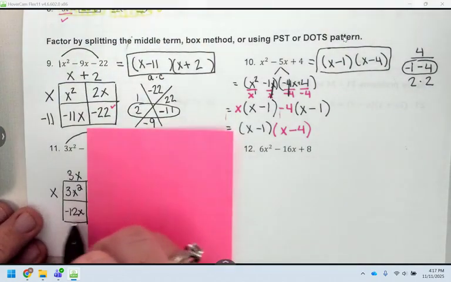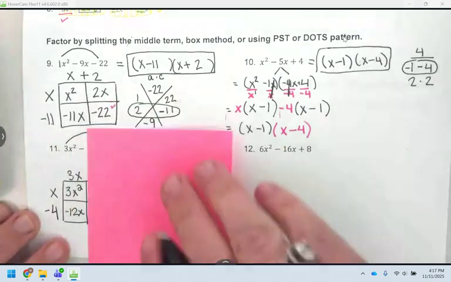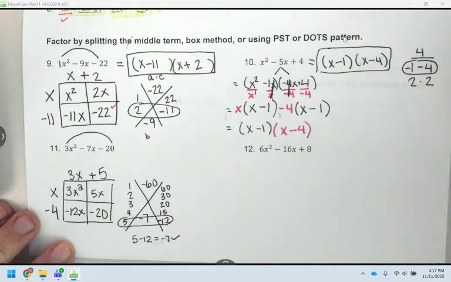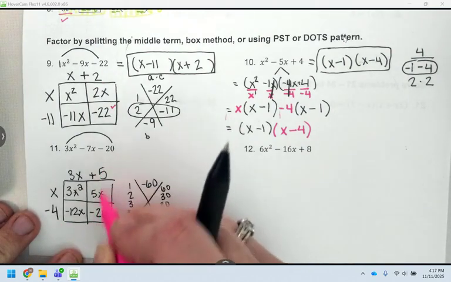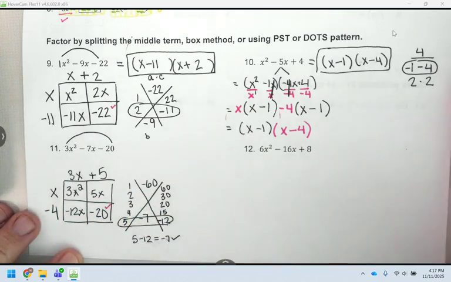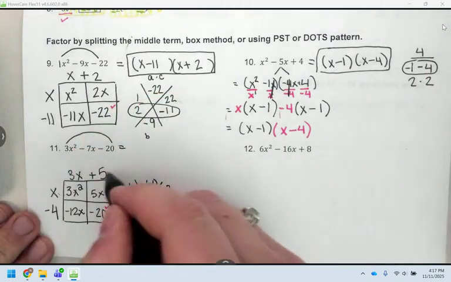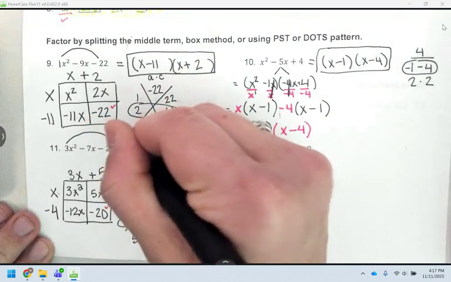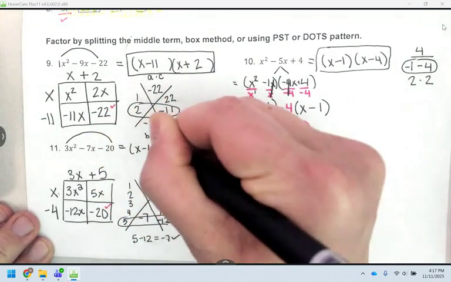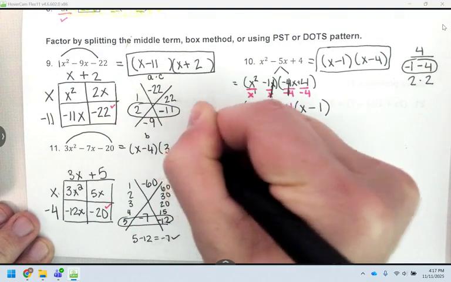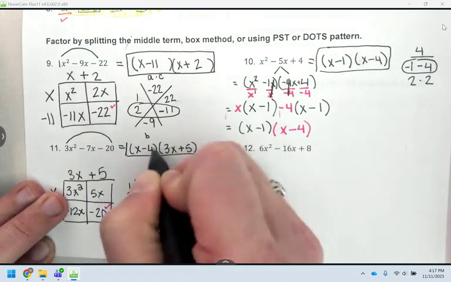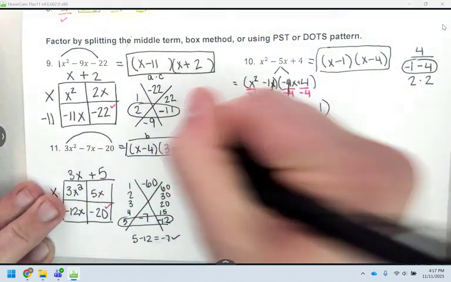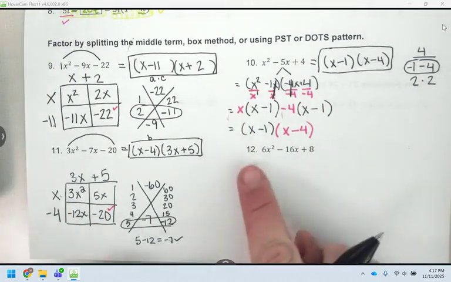3x times this gives me a negative 12x. Double check and see if it works. This is supposed to be a negative 4 times a positive 5, which is a negative 20. All right, so our final answer is the left and the top of my box. So that's an x minus 4 and a 3x plus 5. And you could have put the 3x plus 5 first and then the x minus 4. It does not matter.